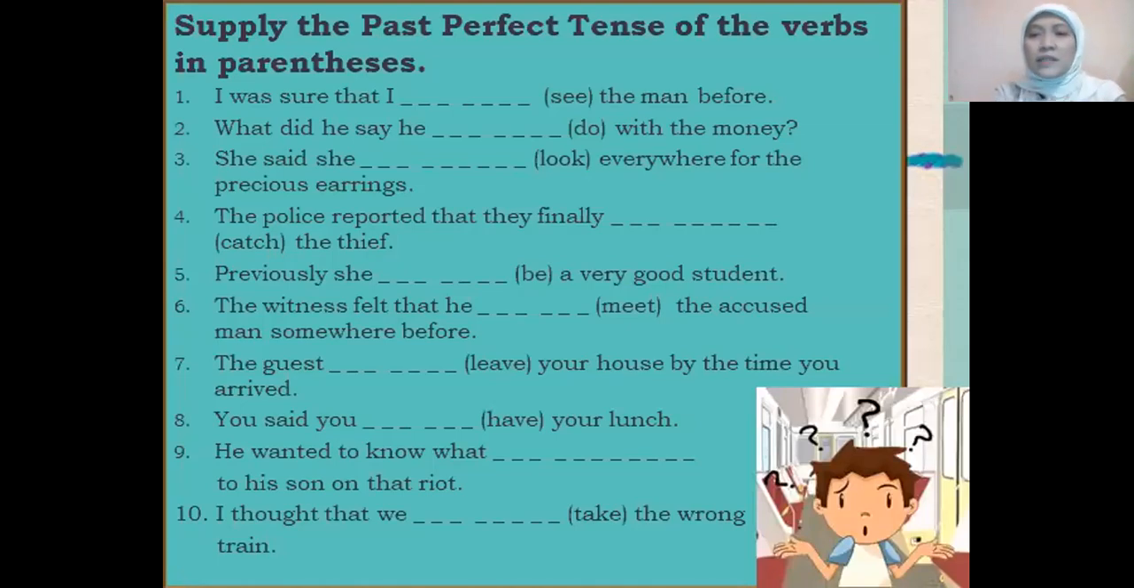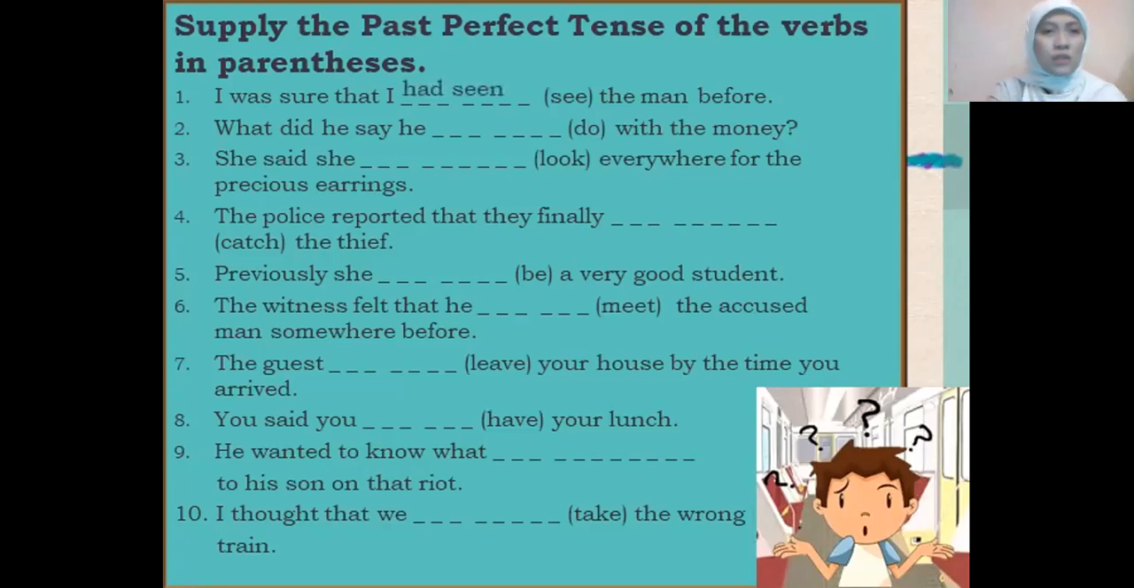Okay, let us practice to use past perfect and verb 3. Let us see number 1. I was sure that I, blah, blah, blah, the man before. Can you complete the sentence to make a good past perfect sentence? Yes, I was sure that I had, what is the verb 3 for see? Seen. I was sure that I had seen the man before.